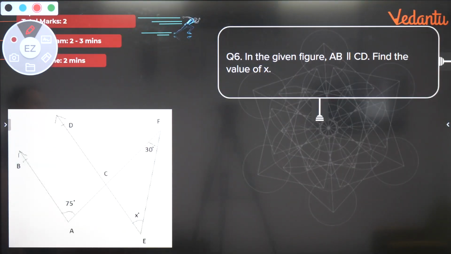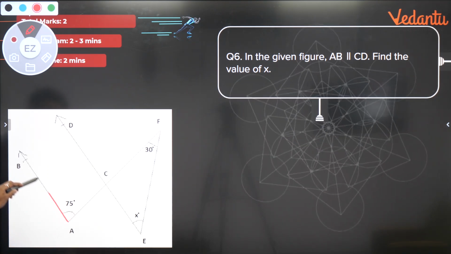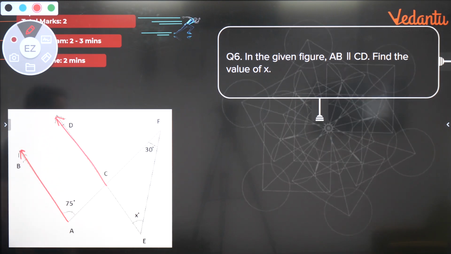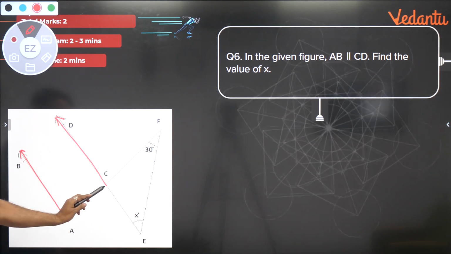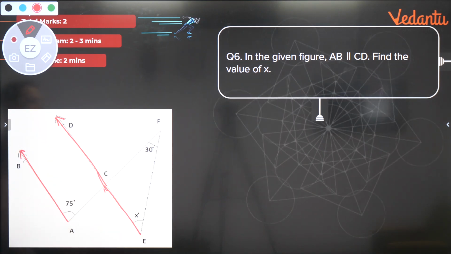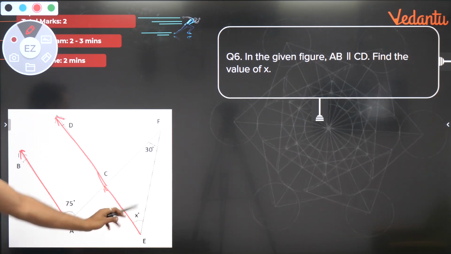In the given figure, AB is parallel to CD. These two lines, AB and CD, are parallel. CD and this CE form a straight line, so they are parallel as well. Now find the value of x. Where is x? X is here.